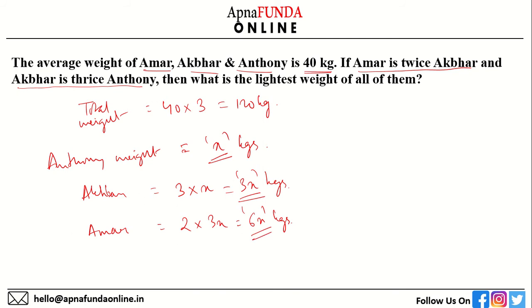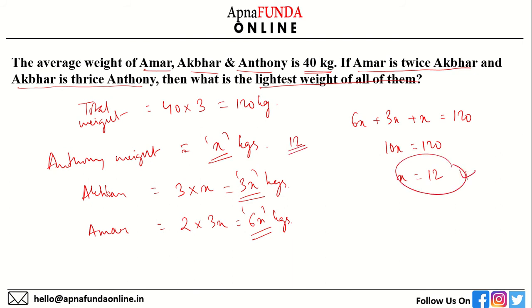So can I say that Amar plus Akbar plus Anthony is equal to 120 kg? I can. This is 10x equals to 120. So x is equals to 12. We need to find the lightest weight of all of them. X is Anthony, so Anthony is 12 kgs. This is my answer. I hope you have solved along with me, and this is the answer that you will also get.